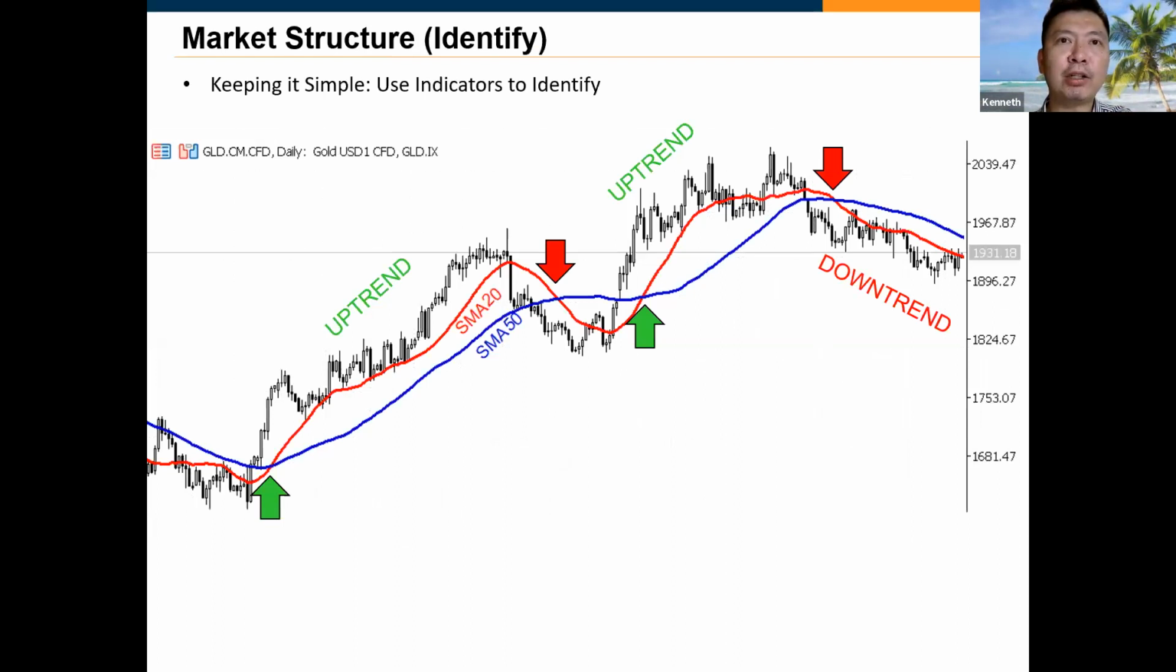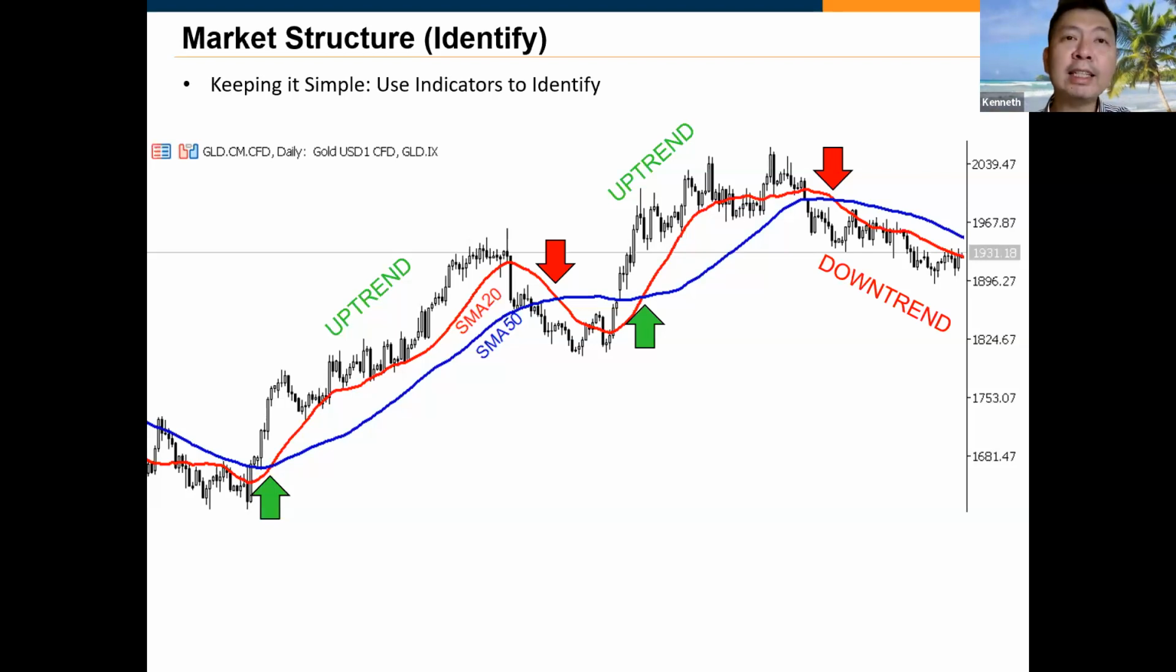So for the example, taking the gold chart, if you use an indicator called the SMA crossover, SMA stands for simple moving average. SMA 20 simply means to use the last 20 prices, sum it up, and divide by 20, while the SMA 50 means to use the last 50 prices, sum it up, and divide by 50. You can see that the SMA 20 is more reactive since it's the average of the last 20 days. We call this the red line, the faster moving average or the faster line, while the blue line is the slower moving average or the slower line.